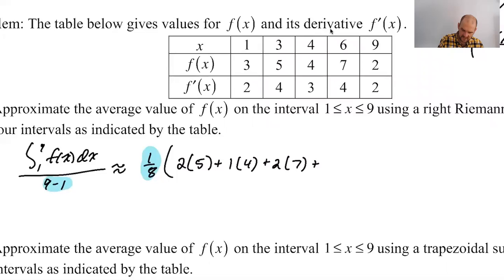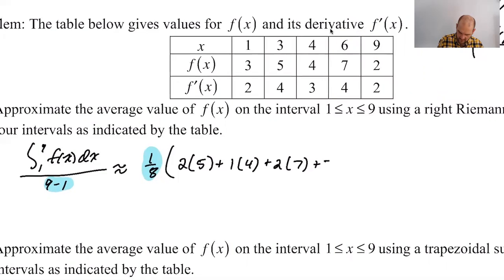And then we're going to go from 6 to 9, which is 3, and we use the right endpoint, which is 2, so 3 times 2. So we get 1/8 of... you could leave this on the AP exam the way it currently is. You don't have to simplify.